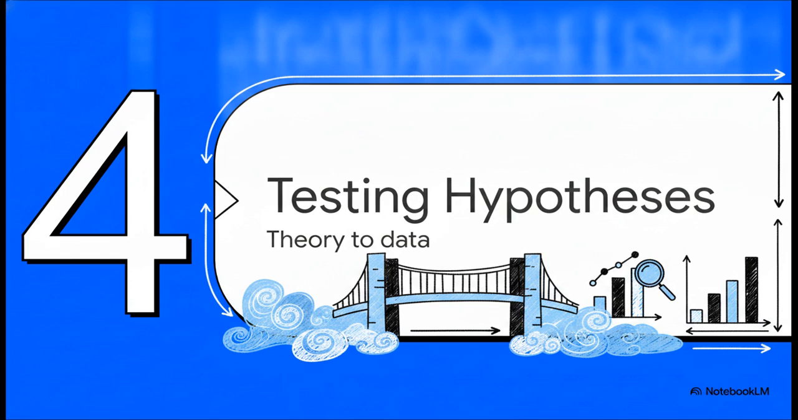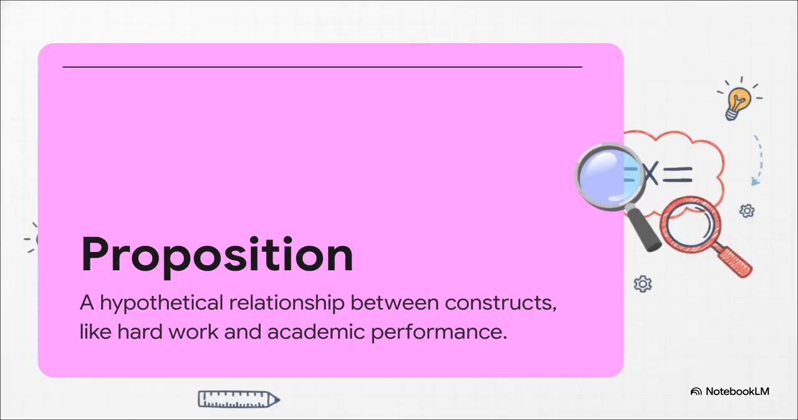Let's wrap things up with Section 4, testing propositions and hypotheses, moving from theory to data. The absolutely crucial point right now is figuring out how to bridge the gap between theoretical ideas and actual testable data. Let's start with what we call a proposition. A proposition is a tentative, hypothetical relationship between theoretical constructs. It's usually just stated as a declarative sentence.